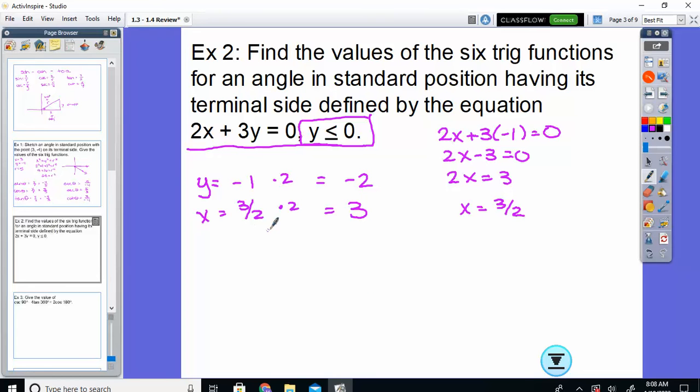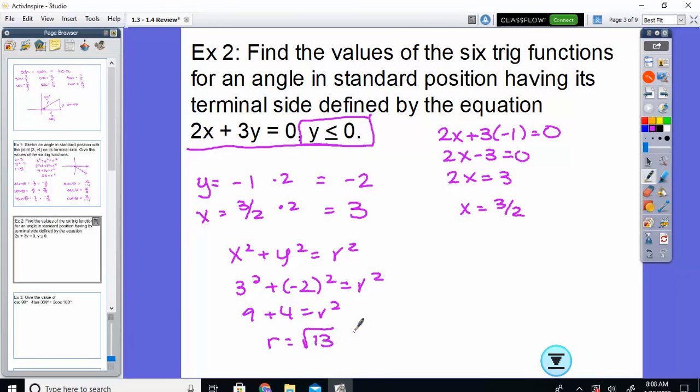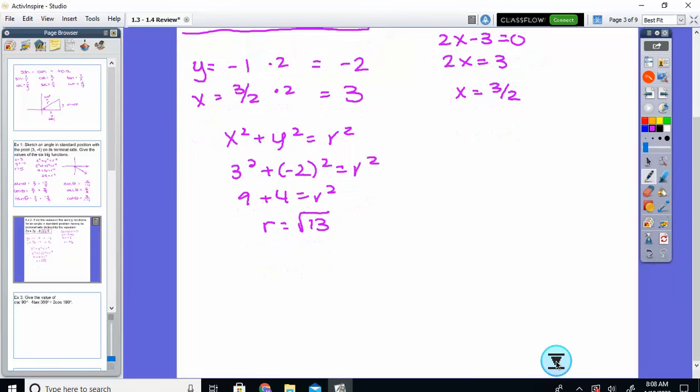X squared plus y squared equals r squared. So r is the square root of 13. Remember, r is positive no matter what. So now we have x, y, and r, so again, it's just a matter of definition.